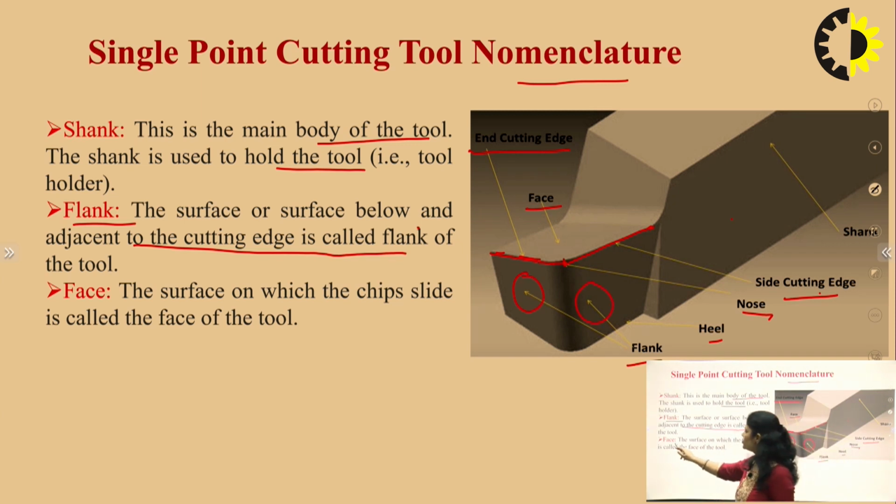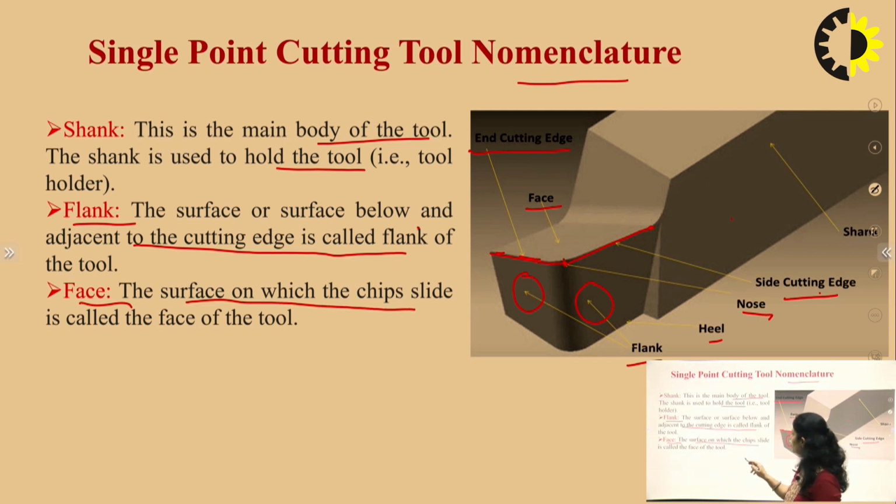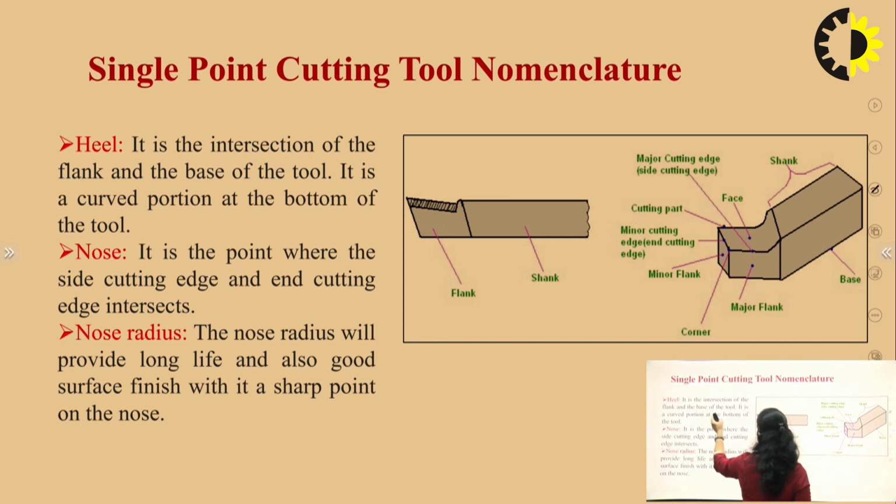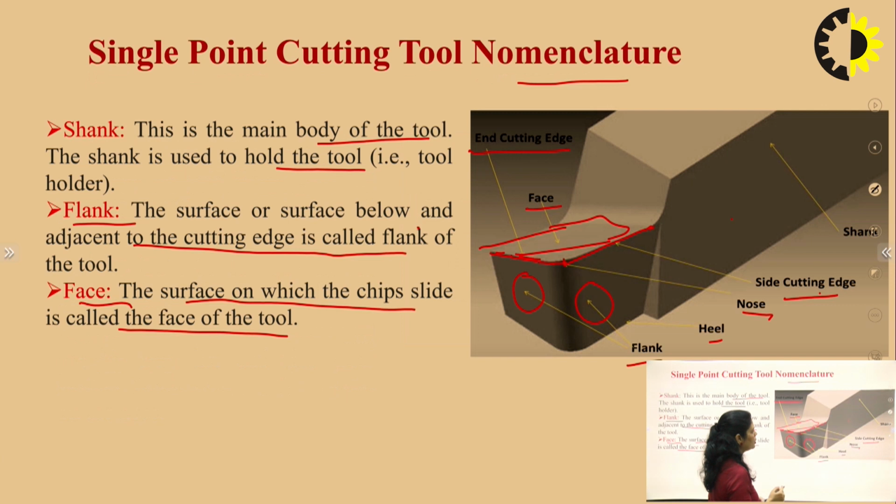Now, we come to the face of the tool. The surface on which the chip slides is called the face of the tool. After the material is removed from the workpiece, it slides over here. So, this is the face of the tool. Now, we come to the heel. The heel is the intersection of the flank and the base of the tool. It is a curved portion at the bottom of the tool. We can see here that the heel is this surface.